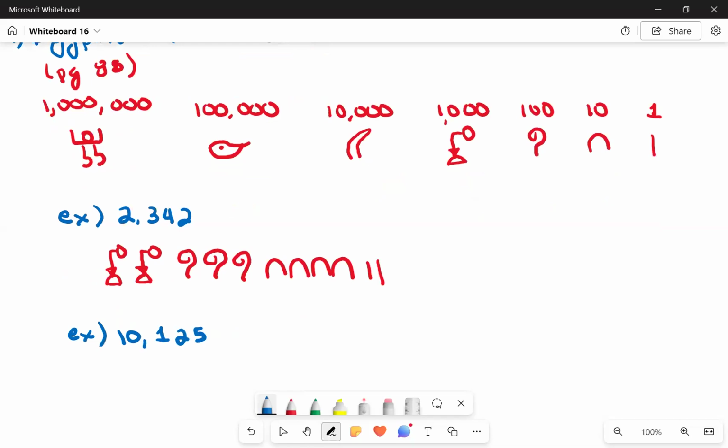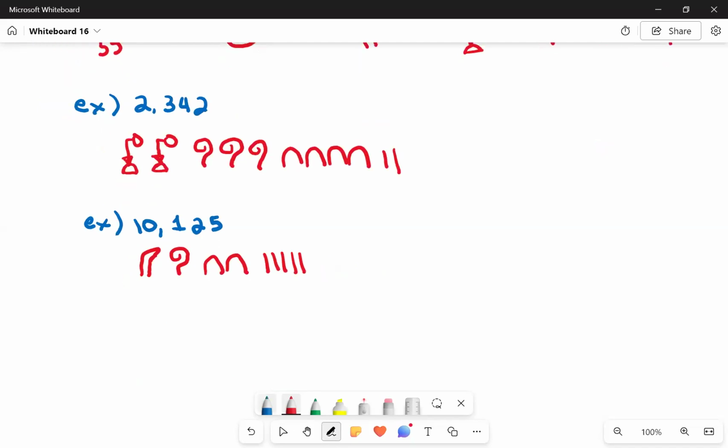Okay. Now let's look at the number 10,125. So for this, we're going to have to use the pointing finger. And then nothing in the thousands place, right? Because it's 10,000 only. Then we need to go to hundreds. So 1 spiral, 2 10s, and then 5 ones. And there you go. That's how we represent that number. Okay, so that is the Egyptian numeration system.